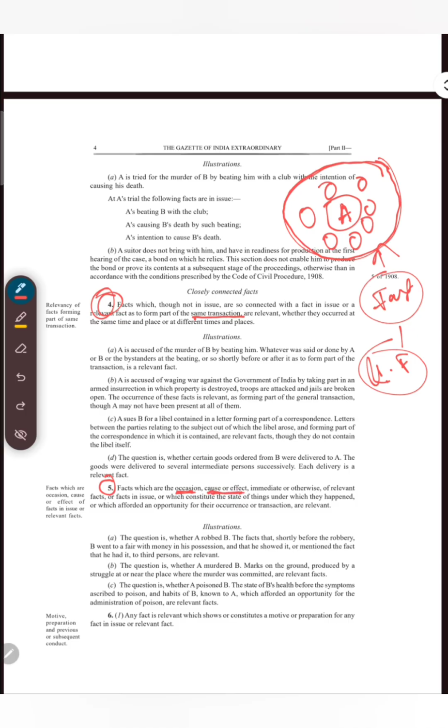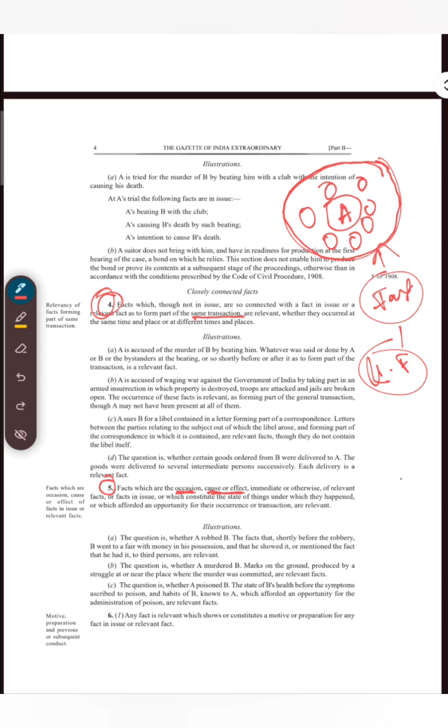Okay, cause or effect. The second one is cause or effect. Cause or effect means any effect which happens after the commission of the offense or any cause of the commission of the offense. Okay, for example, an old enmity between A and B can be the cause of murder of A by B. Effect means the effect of the crime.